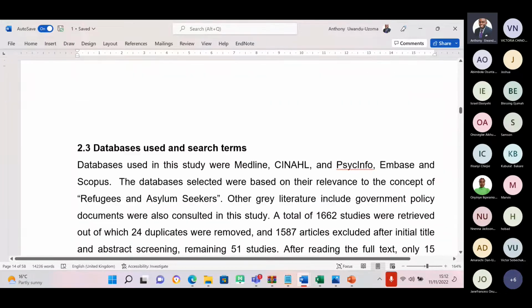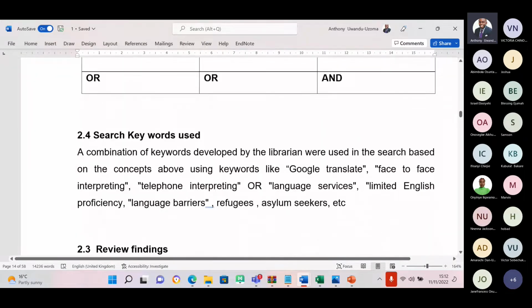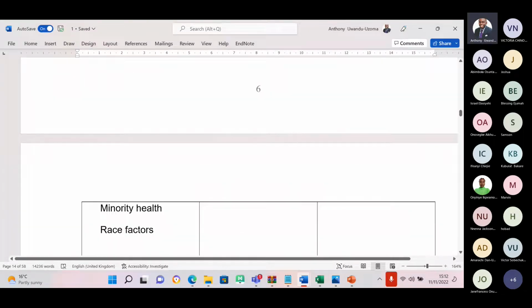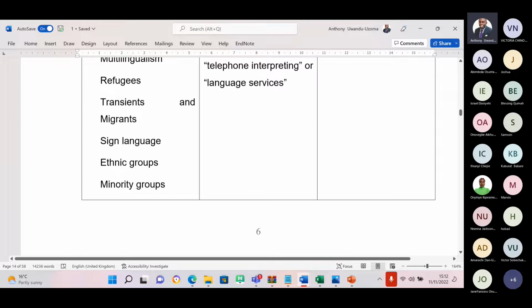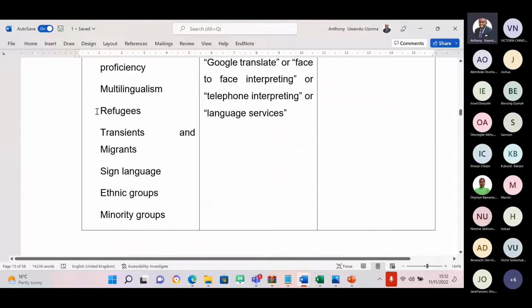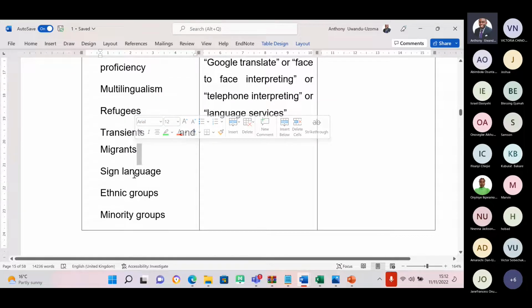So if you are doing a study on black and ethnic minority, what are the keywords that you can use? So if you search on articles on black and ethnic minority groups, you might see something like refugees, transients, migrants, ethnic groups, minority groups.